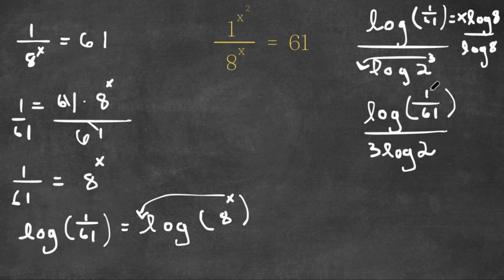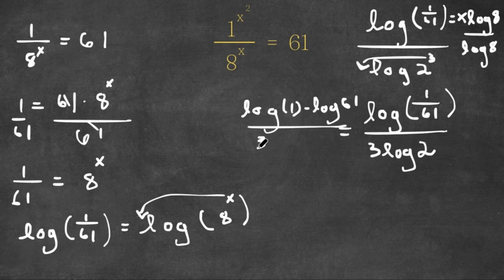And if we're taking the log of a fraction, then it can actually be the log of the numerator minus the log of the denominator. So this is equal to log 1 minus log 61, over 3 log 2.